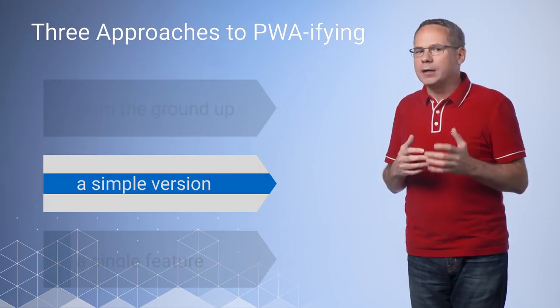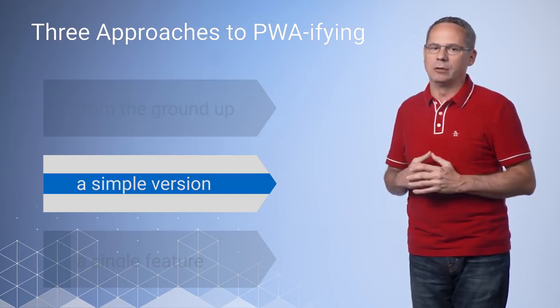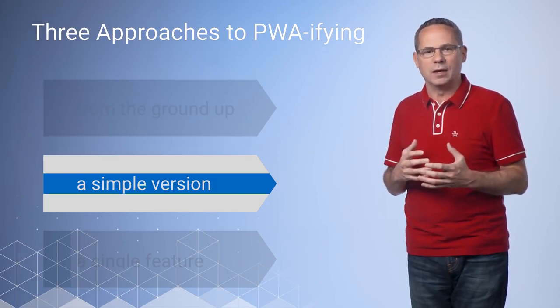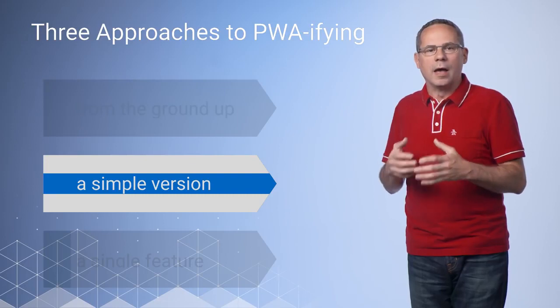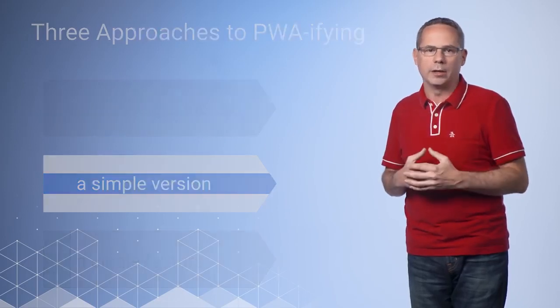Of course, not everyone can take this approach. Starting from scratch often isn't realistic. The second approach is to build a simple version of the site, the light or mobile version, and choose to optimize around a specific section or user journey.